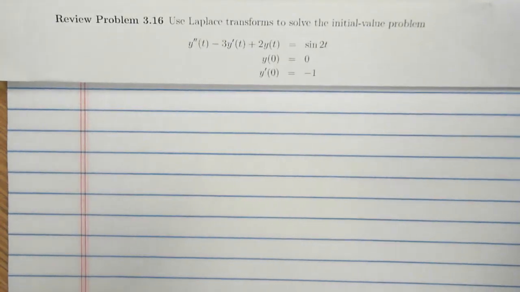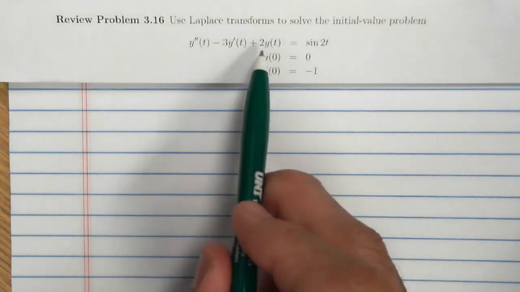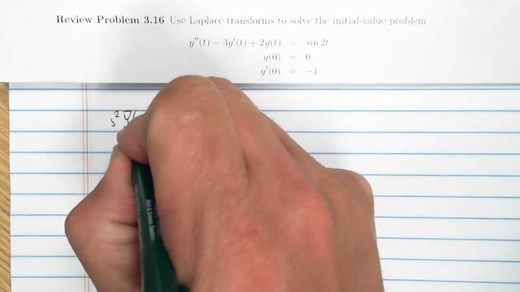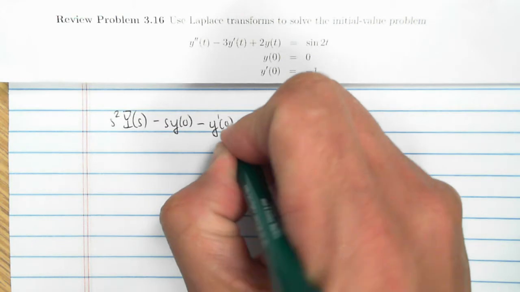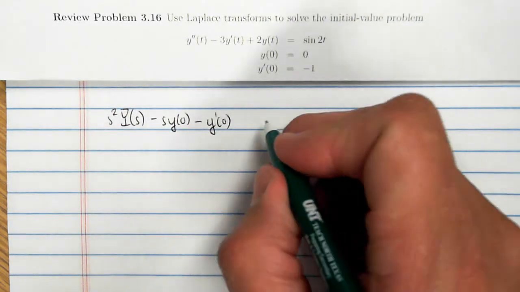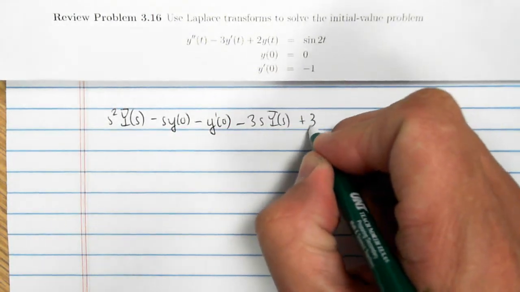In this problem, we'll use Laplace transforms to solve this initial value problem. First, we apply the Laplace transform to the left-hand side. We get s squared times Y(s) minus s times y(0) minus y'(0). Then the Laplace transform of negative 3y' is negative 3s Y(s) plus 3y(0).